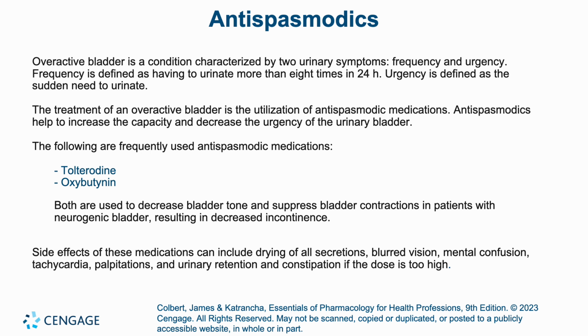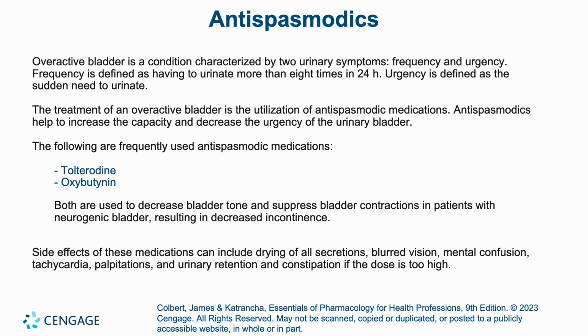The following are frequently used antispasmodic medications: tolterodine and oxybutynin. Both are used to decrease bladder tone and suppress bladder contractions in patients with neurogenic bladder, resulting in decreased incontinence. So neurogenic bladder occurs when the nervous system's connection to the bladder is disrupted, which causes bladder control issues. And so this helps to manage it by, again, kind of decreasing the tone and suppressing those frequent contractions so that people are not having these incontinent episodes.